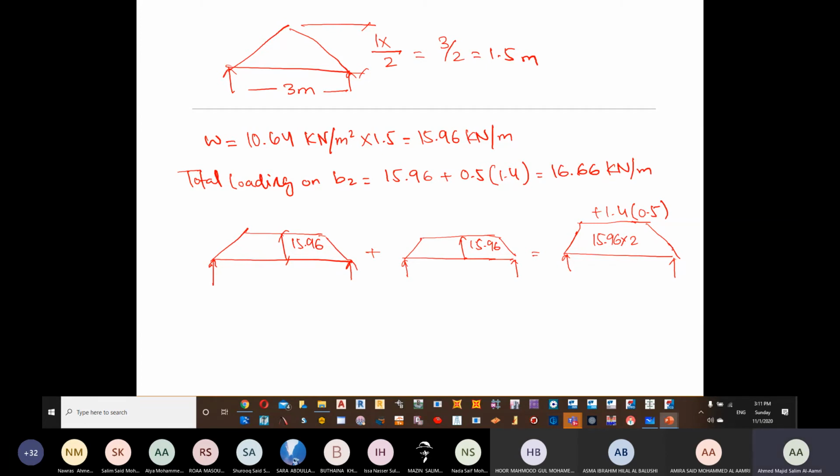You need to calculate it. So 15.96 for the first one, 15.96 for the second one, plus the self weight, because we have only one beam. That's why we don't multiply this value by 2. If you multiply this value by 2, it means you have multiplied 2 self weights and it's only one beam. So you shouldn't do that. So 15.96 multiplied by 2, since there are 2 trapezoidals, plus the self weight of one beam. Are we okay?